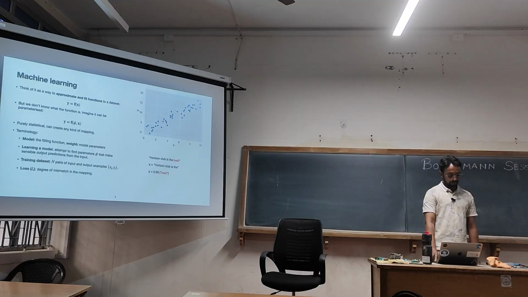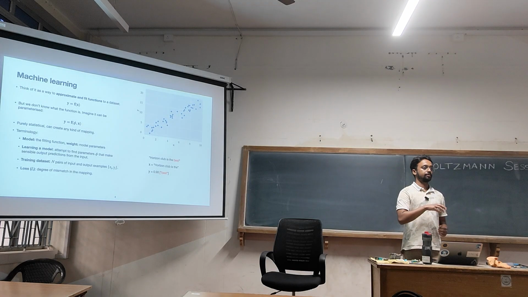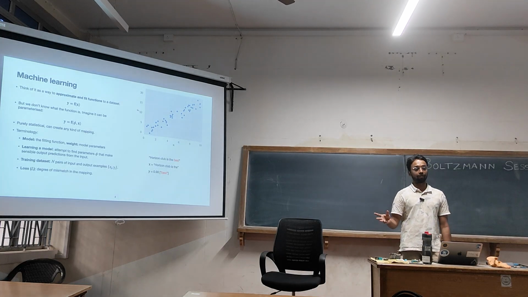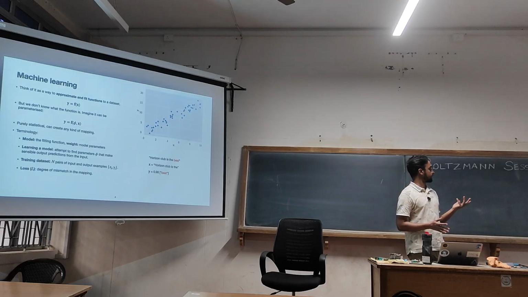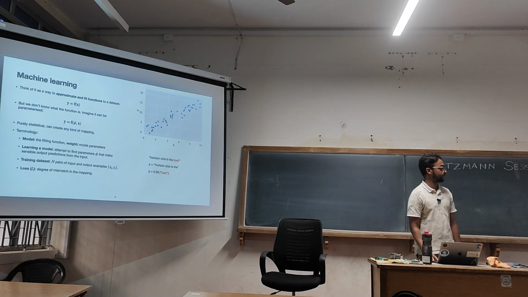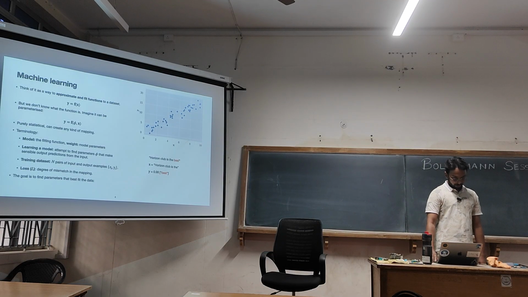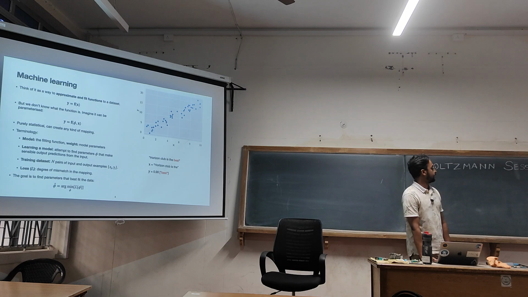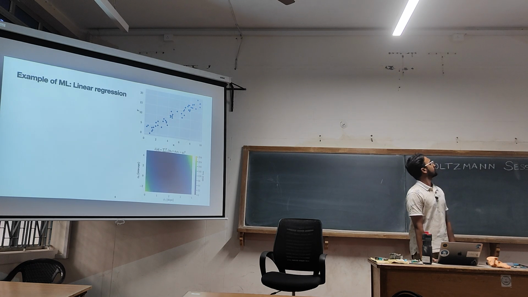And then you create this function and then you apply it on the data set and you get a sort of prediction. You want to know how close that prediction is to the true values, and you quantify that using something called a loss. It's like the degree of mismatch. And the goal is to find the parameters that best fit the data, basically. So a simple example of machine learning is linear regression.